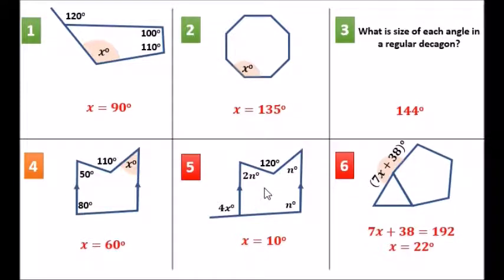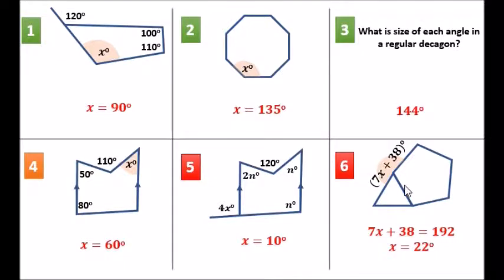Question 5 is really quite tricky, but you have to recognize that this 4x and this n are corresponding angles. Therefore, n is equal to 4x, which means that this angle here is 8x and this angle here is 4x. It also makes it easier to recognize that because this angle and this angle are co-interior, they add up to 180. So because we have 540 degrees in the shape in total, we can do 8x plus this angle here, which is 240, plus 4x plus 180 will give us 540 degrees. If we solve that equation, then we end up with x is equal to 10 degrees.